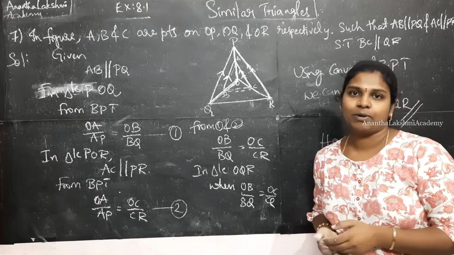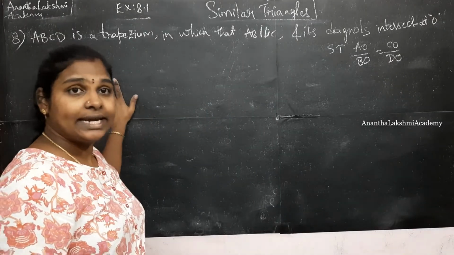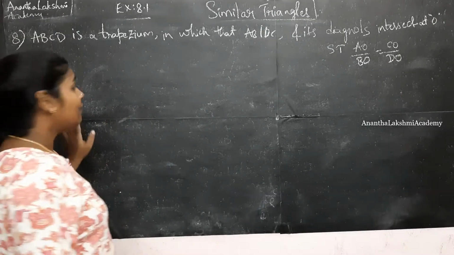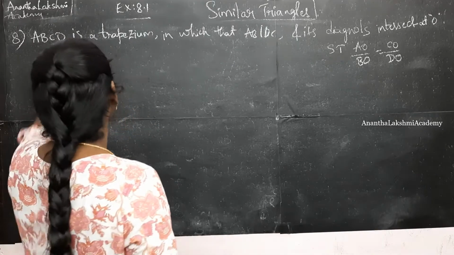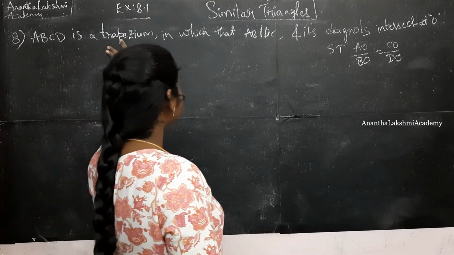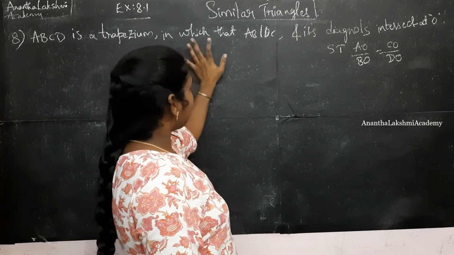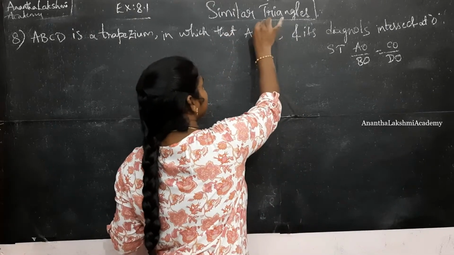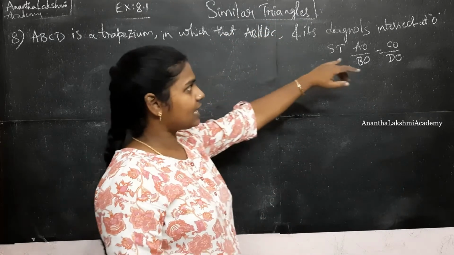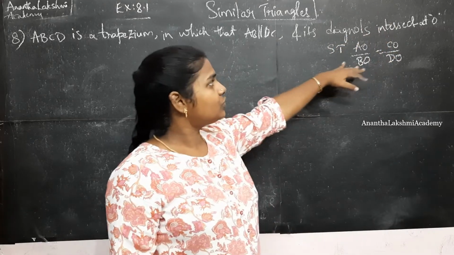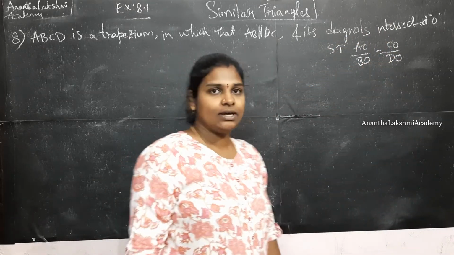Let's jump into problem number 8. So we have the 8th problem listed on the board, wherein we have a trapezium here, not a triangle. ABCD is a trapezium in which AB is parallel to DC and its diagonals intersect at a point O. Then show that AO by BO is equal to CO by DO.